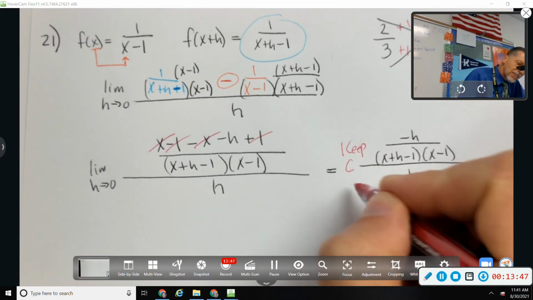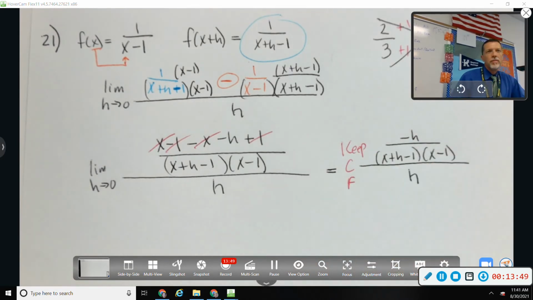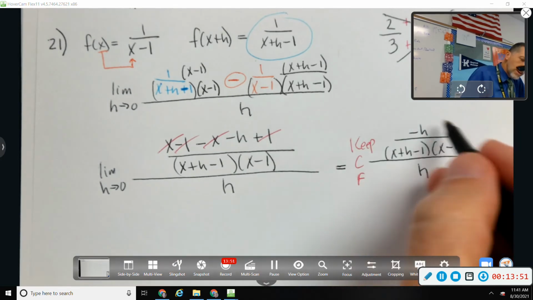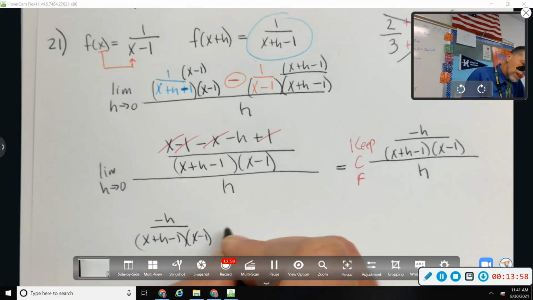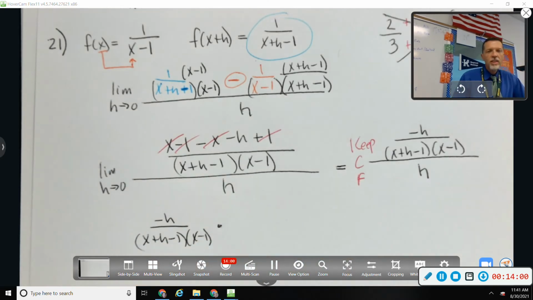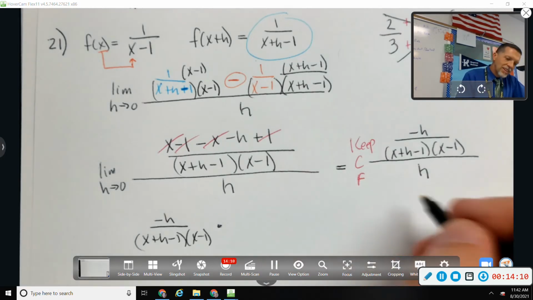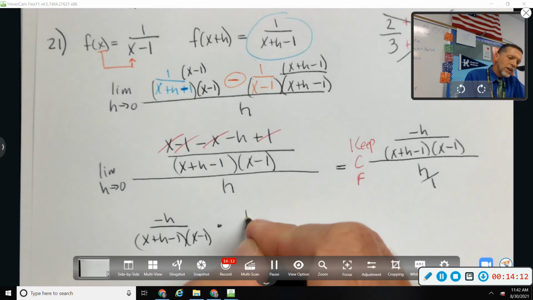Let's keep it, change it, flip it. So keep the top, negative h, x plus h minus 1, x minus 1. Change it to multiplication. And then I ran into a problem here. How do I flip h? 1 over h. Right, because that's h over 1 if you want it to be. So 1 over h.